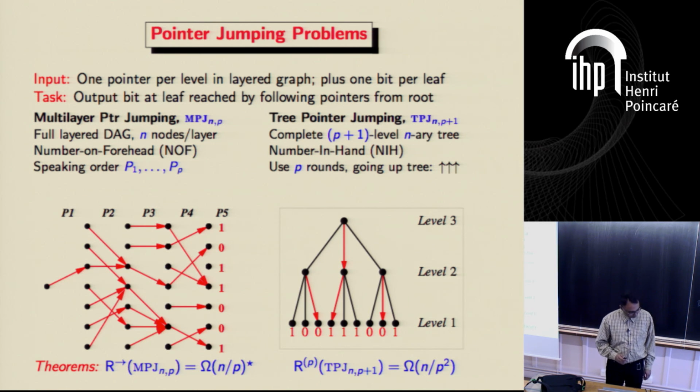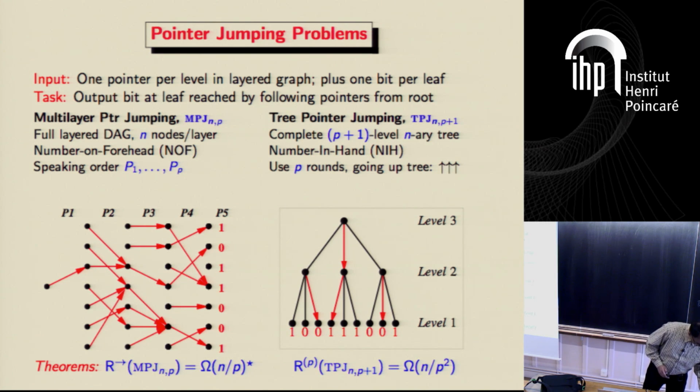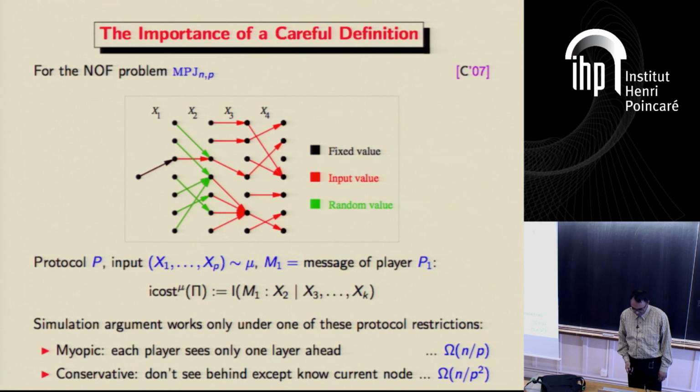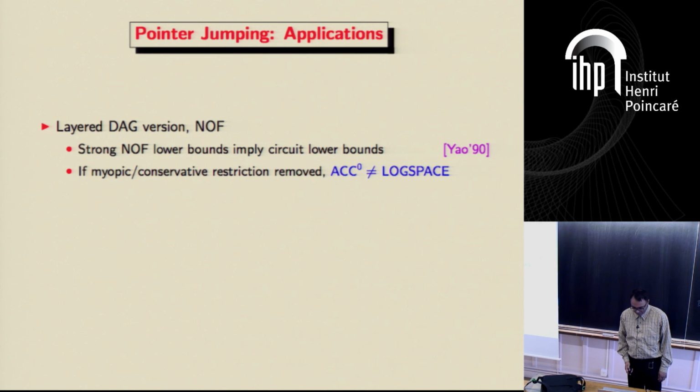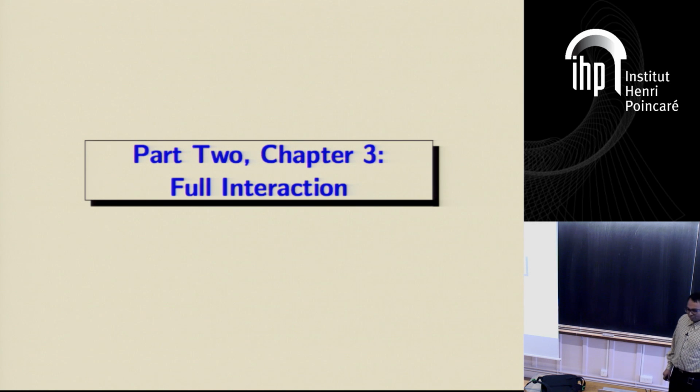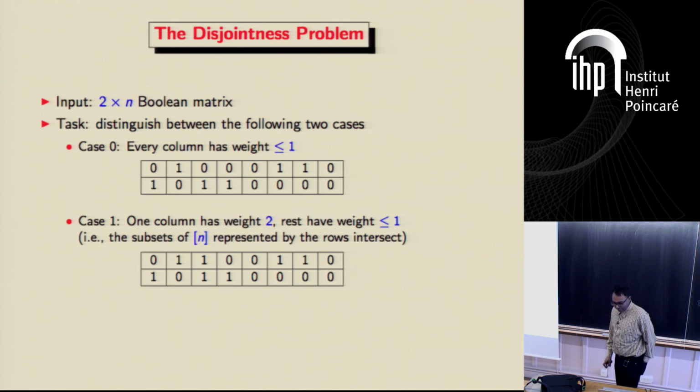Let me check one thing on the time here. Given the time, I think I want to skip past this pointer jumping problem. Sorry. This is another instance of round elimination, which let me not do. Let me get to this part. I want to show you at least one example of this paradigm where we have full interaction, because this brings up the full range of ideas involved in information complexity.